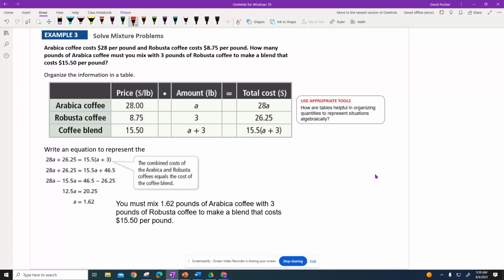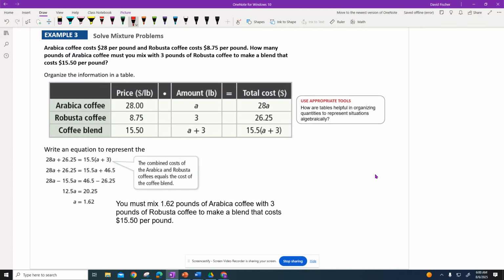So I started filling some things in. Arabic is 28 bucks a pound, and Robusta coffee is $8.75 a pound. How many pounds of Arabic coffee must you mix with 3 pounds? So I bought 3 pounds. I don't know how many pounds of Arabic coffee I'm buying, so I'm going to put a letter there. A for Arabic coffee. How much, 3 pounds, to make a blend? So I want to make a blend. Here's my 2 coffees. I want the total to be $15.50 a pound.